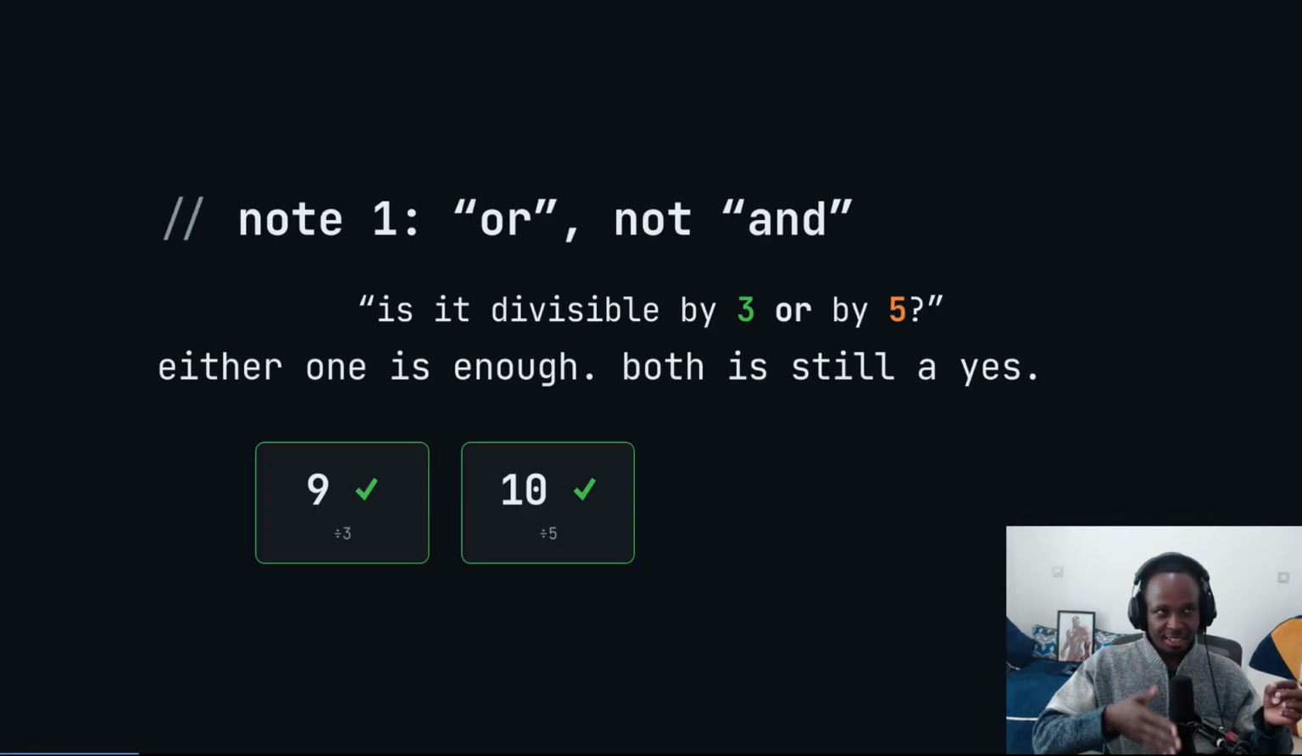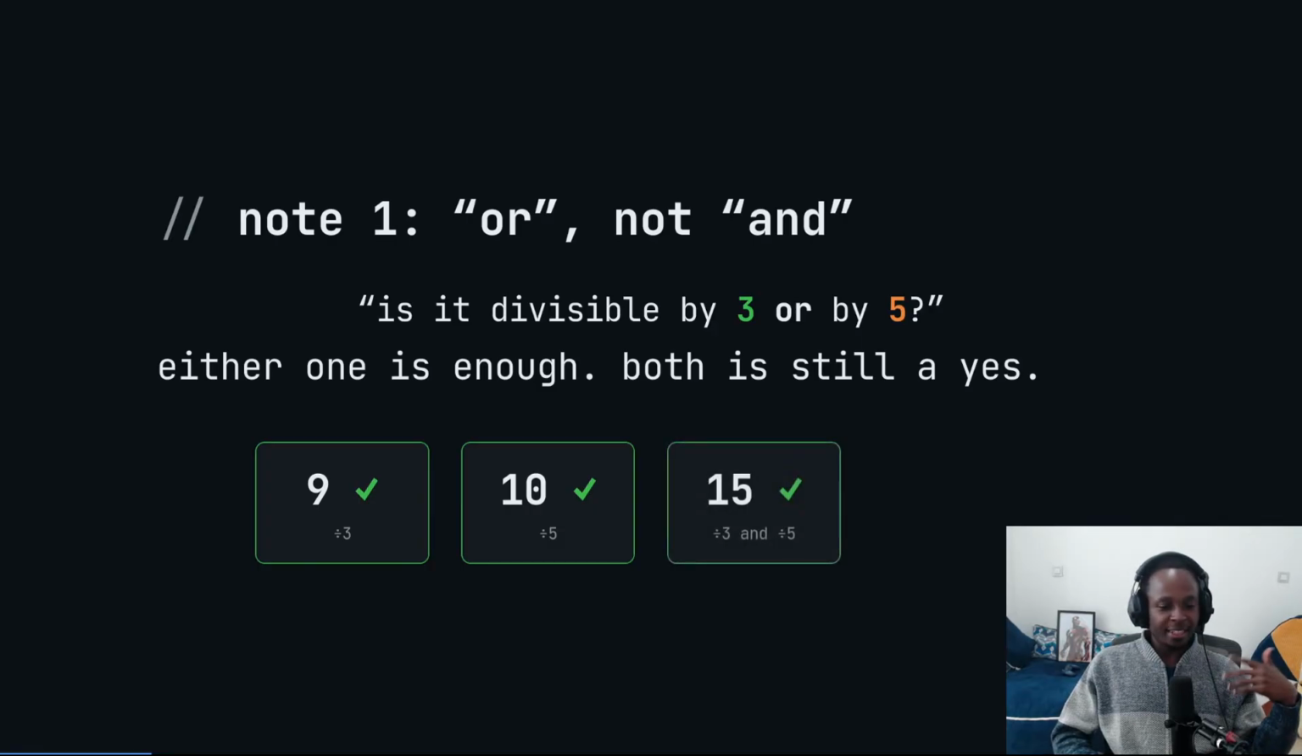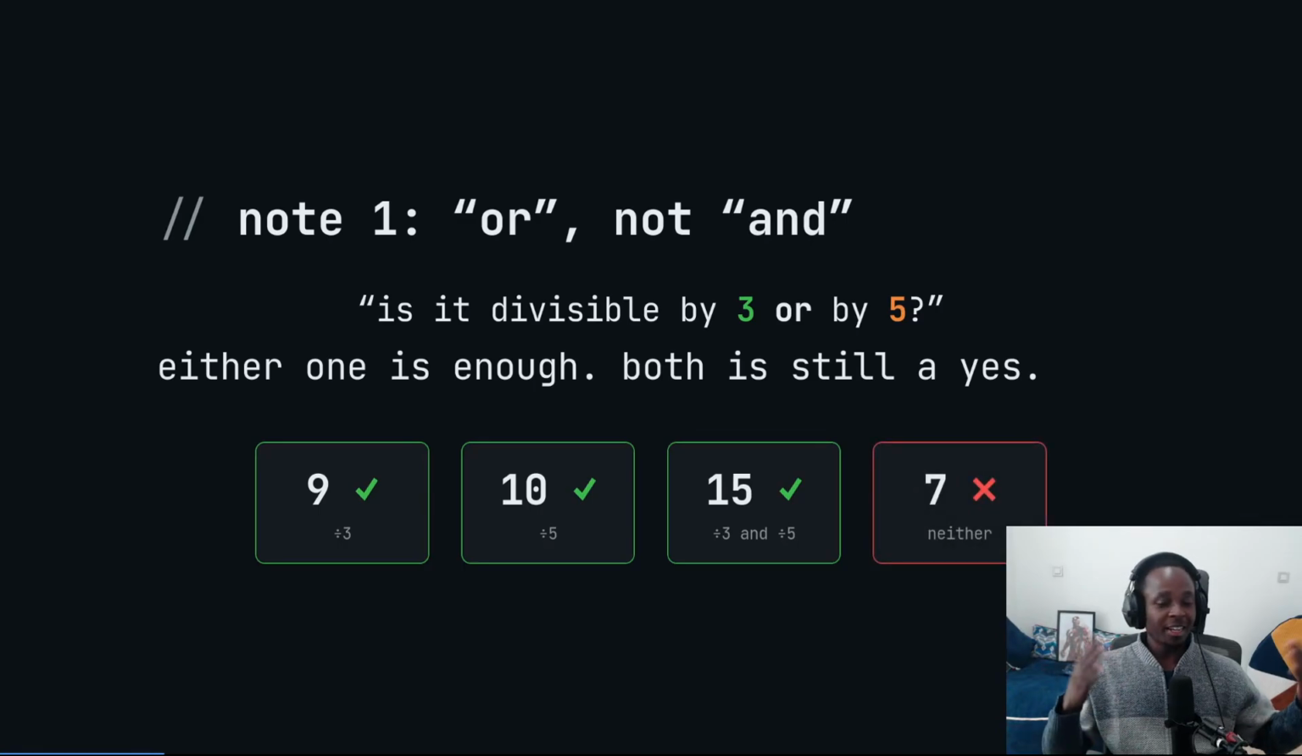And since C's OR operator short circuits by default, that's going to work out pretty nicely for us. Then another example is 15. We only check is 15 divisible by 3, yes, so you don't need to check for 5. Then for a number like 7, obviously we are going to end up checking for both, and it's still going to be a no. So for numbers like 7, which are not divisible by either of them, we have to check for both. You get the whole point of this.